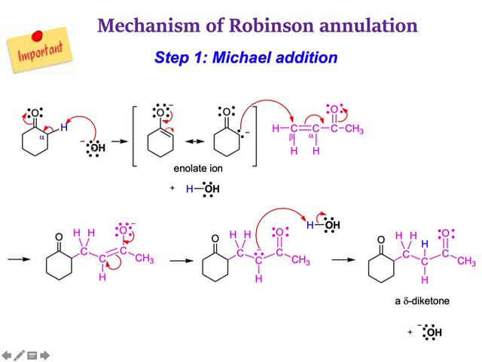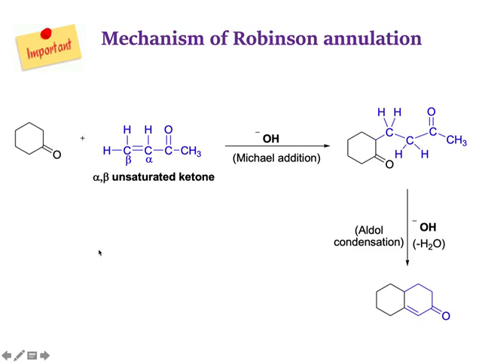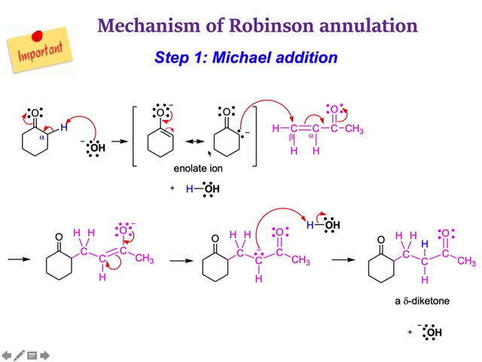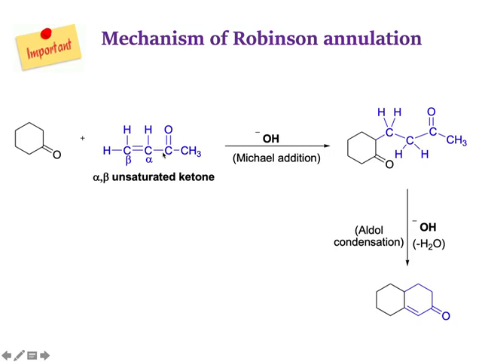Okay, this one is the base, which abstracts this proton to form the enolate. Okay, this is the enolate anion, and then this enolate, the nucleophile, abstracts this proton, so that's why it attaches here. Okay, sorry, previously I said this one is the enolate anion, but this is the enolate anion for the ketone, not for the alpha beta unsaturated ketone.